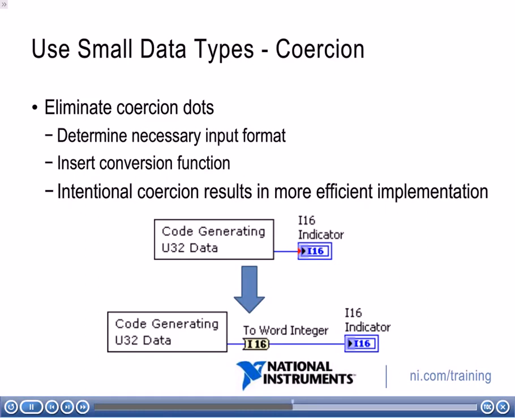So if we look at the bottom, what we're doing instead is we're taking that code that's generating U32 data, we're explicitly using a function to convert that data type into an I16 data type, and then sending it to the indicator. And notice at the bottom, we don't have any coercion dots. So in general, if you want to make sure everything is going to be optimized, try not to use any coercion dots and implement that coercion yourself using functions. And that will generally lead to more efficient implementations.